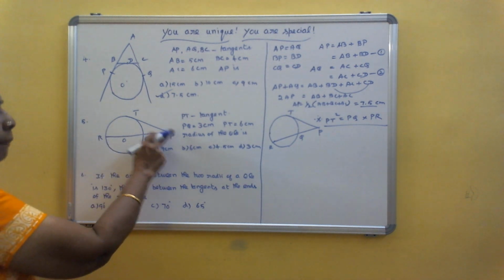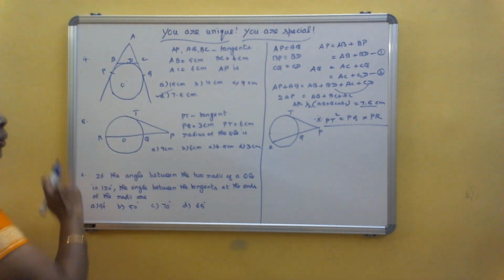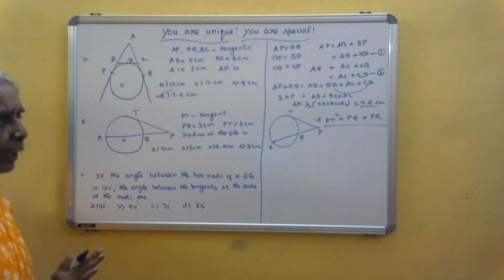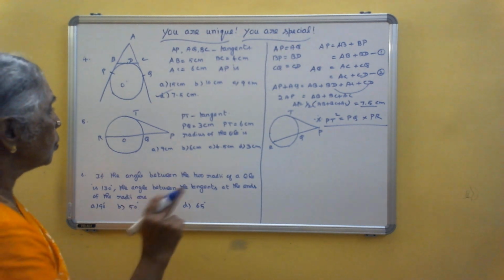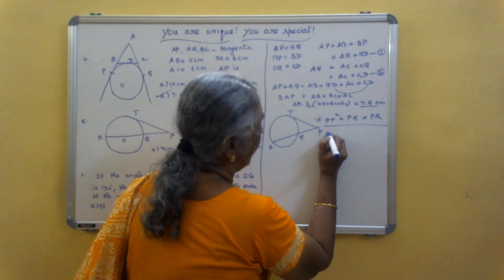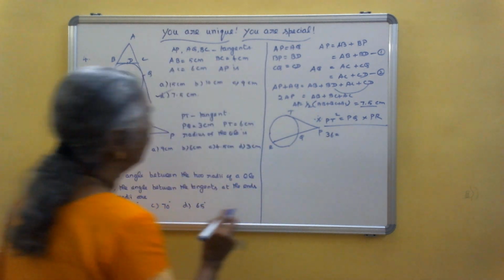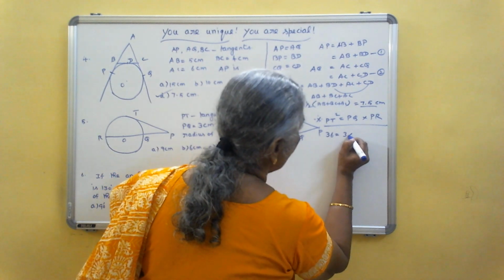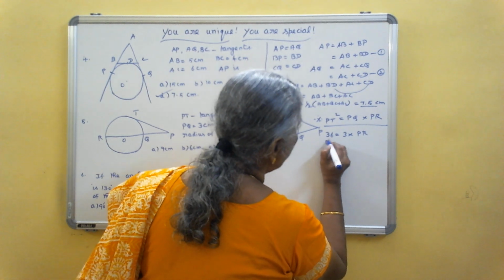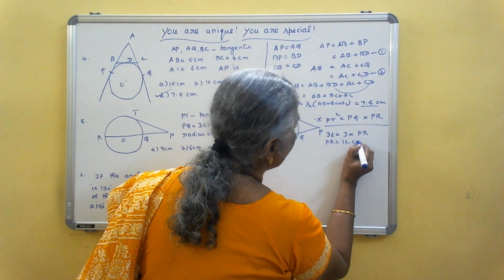Here also, PT is a tangent and PQR is a secant. Here it is a special thing. It passes through O, that we will come later. So now PT squared, that is 6 squared, 36 will be equal to PQ, which is given to be 3, into PR. So what is PR now? That will be 12 centimeter.